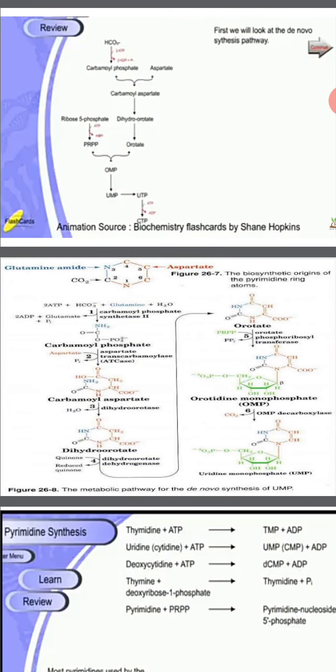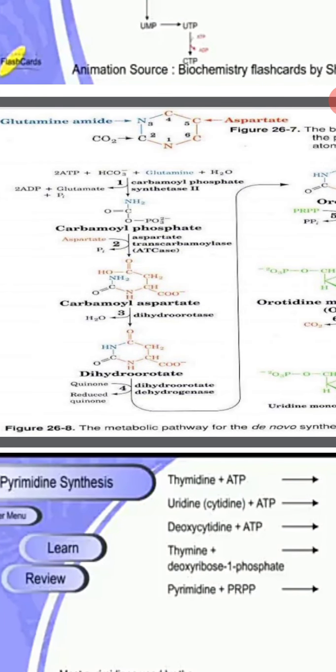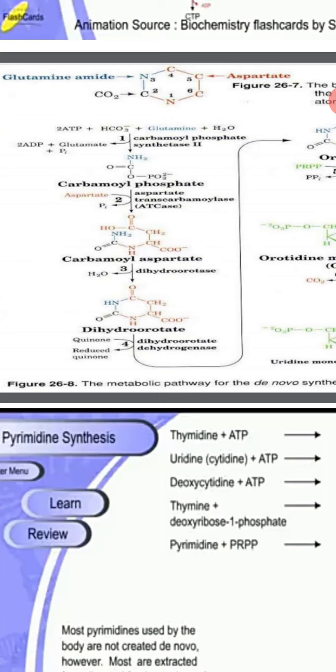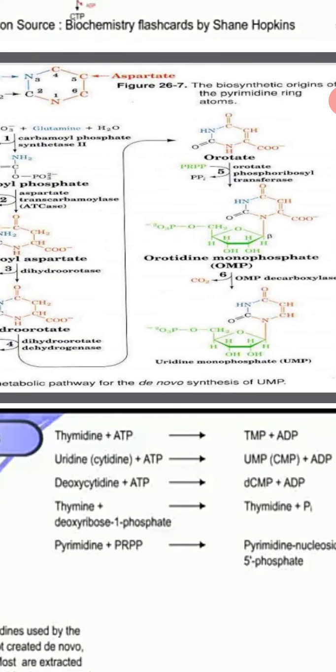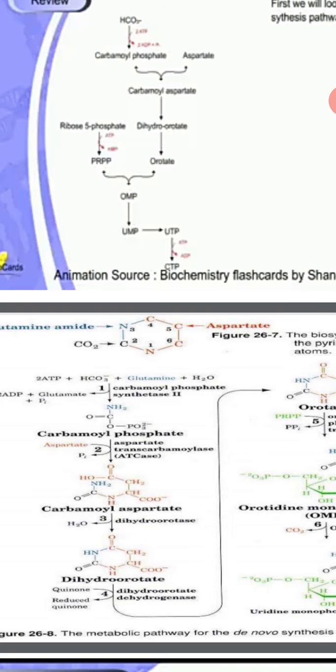So this is the de novo pathway. You can see the structures here, where we used HCO3, glutamine, and carbamyl phosphate synthetase 2. With the help of carbamyl phosphate synthetase 2, we made carbamyl phosphate. Then the amino acid aspartate enters, and conjoining them we get carbamyl aspartate, which is changed into dihydroorotate. Then with the help of dihydroorotate dehydrogenase, it is changed into orotate, and then OMP, then UMP, then UMP to UTP and CTP, as we said before.